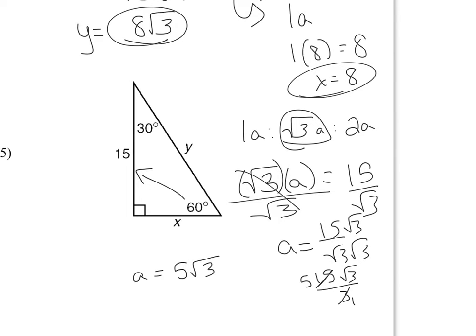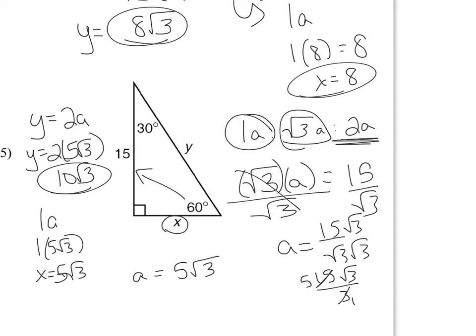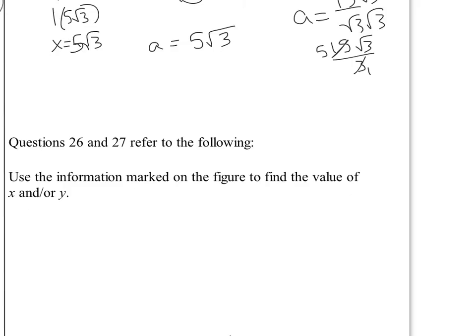So then you just plug in a for the other two. So x is 1a. So we just do 1 times 5 radical 3, which just makes x 5 radical 3. Okay, and then we do the same thing for this one. Y is 2 times a, so it's 2 times 5 radical 3, so it's 10 radical 3. All right, awesome. Any more here?